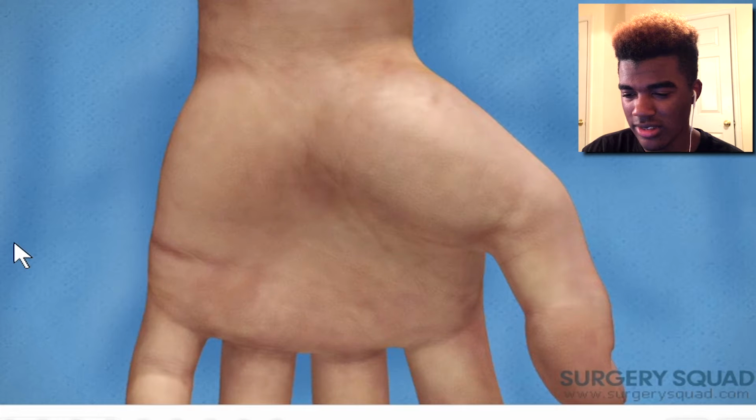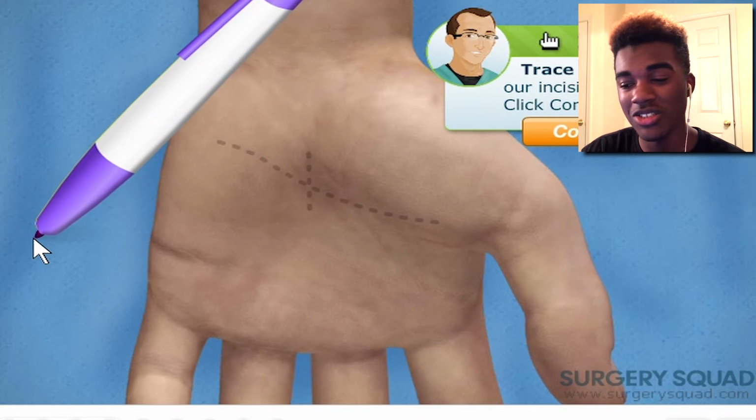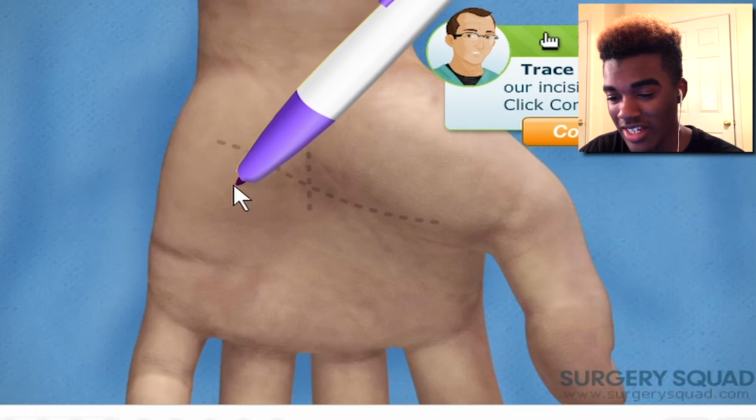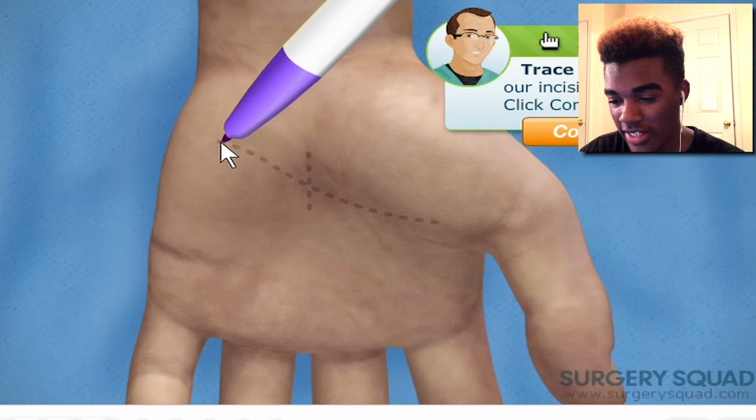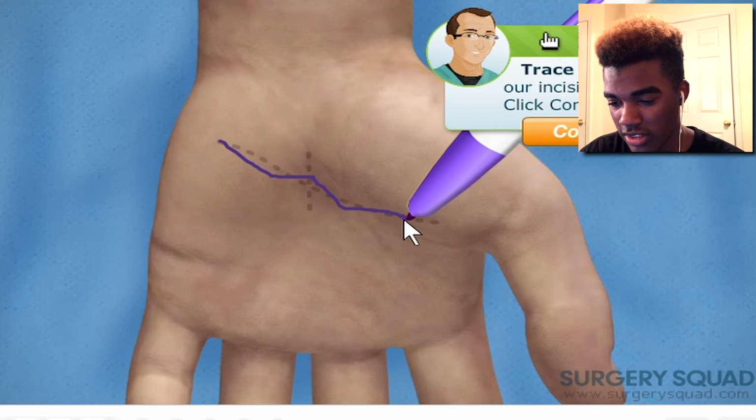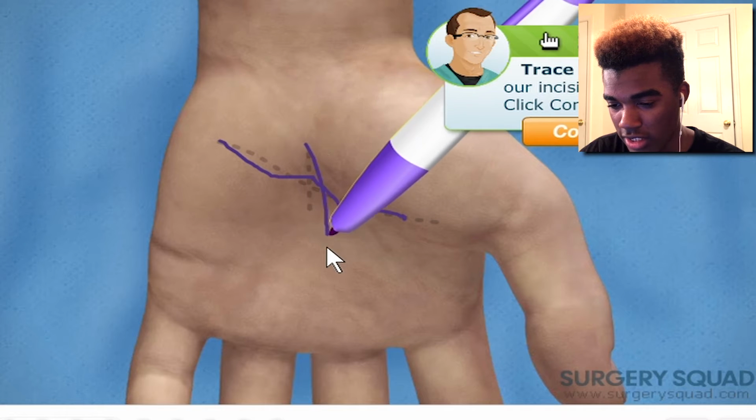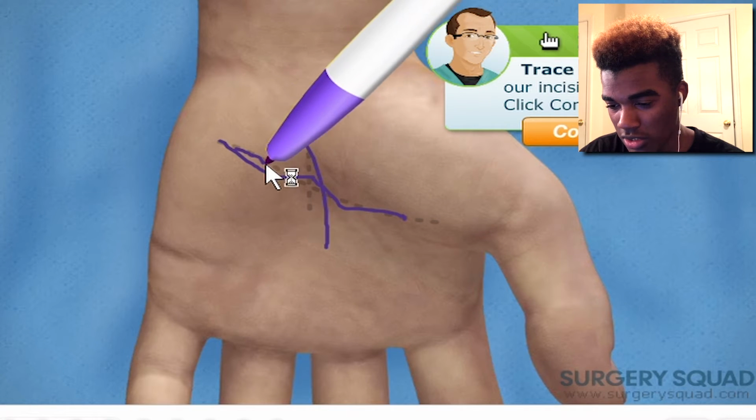I've already tied a tourniquet around the patient's upper arm. Can you go ahead and outline where we'll be making our incision? Different colors. You've been zombified. Oh, God, I'm horrible at tracing. Back in kindergarten, I could not trace whatsoever.